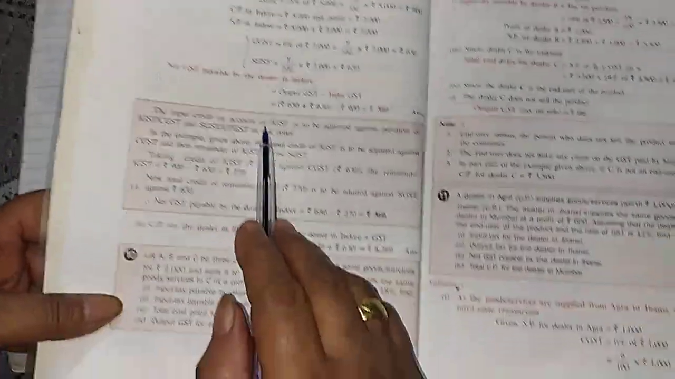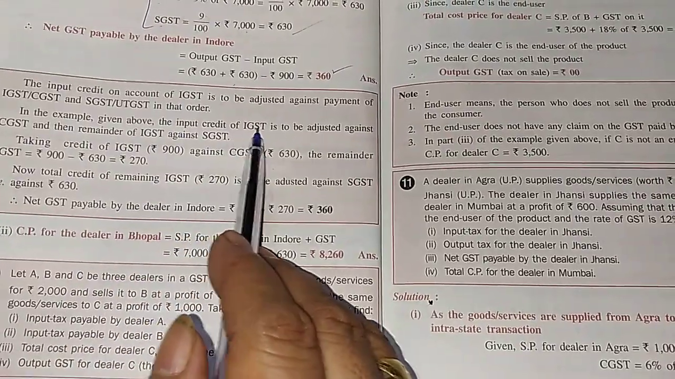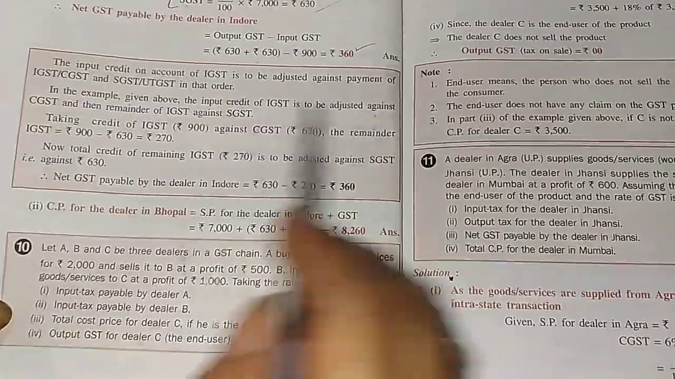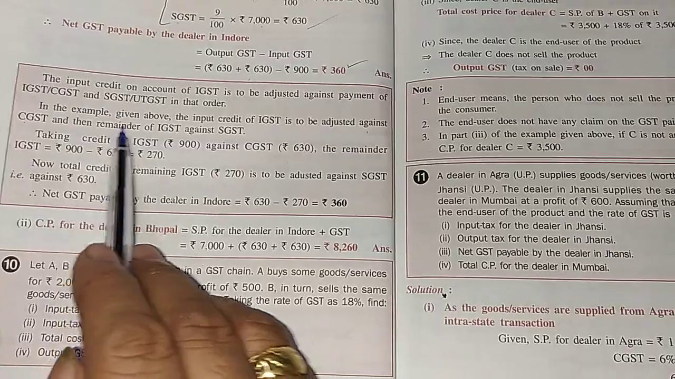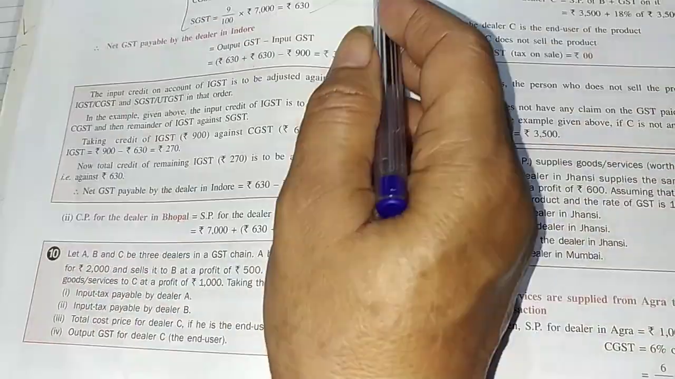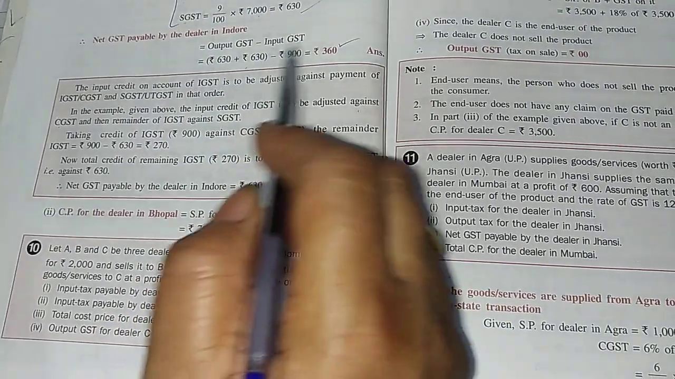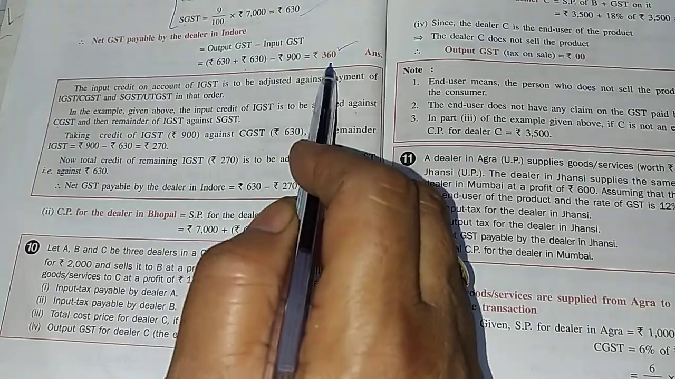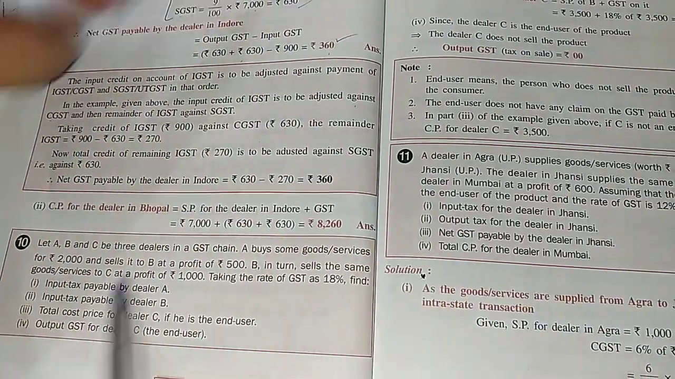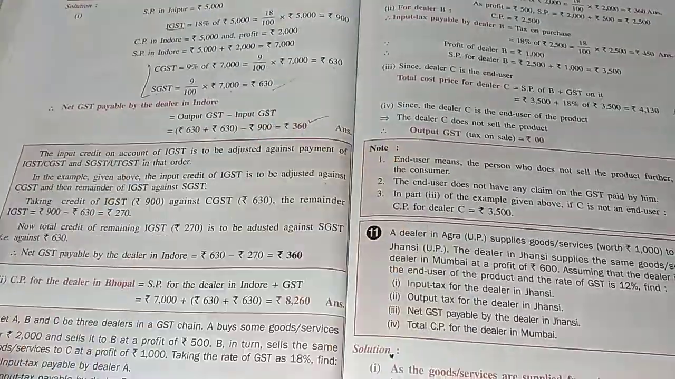The input credit on the amount of IGST is to be adjusted against payment of this. In the example given above, credit of IGST is to be adjusted against CGST, then the remainder from SGST. If CGST is 630 and the credit is 900, then 900 minus 630, we subtract and we will get the answer. No need to do it separately, you can simply add CGST and SGST first, then subtract.